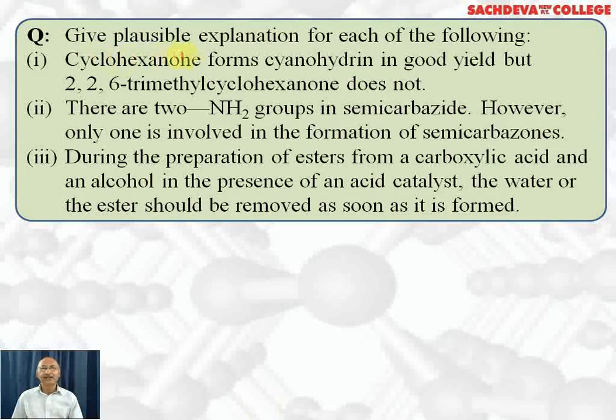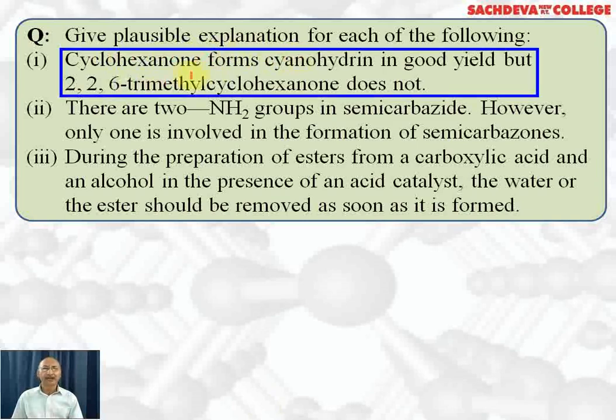Next question we have, give plausible explanation for each of the following. Cyclohexanone forms cyanohydrin in good yield, but 2,2,6-trimethylcyclohexanone does not. Reason is it offers steric hindrance.